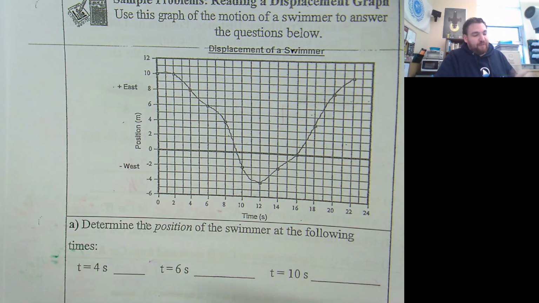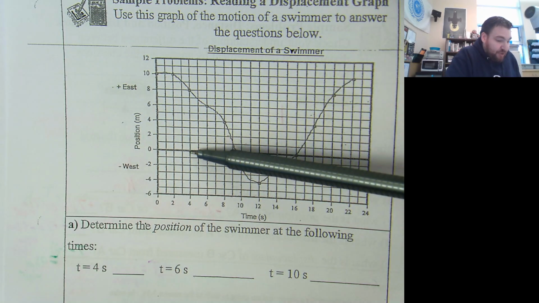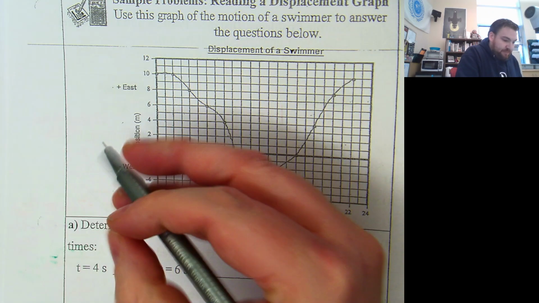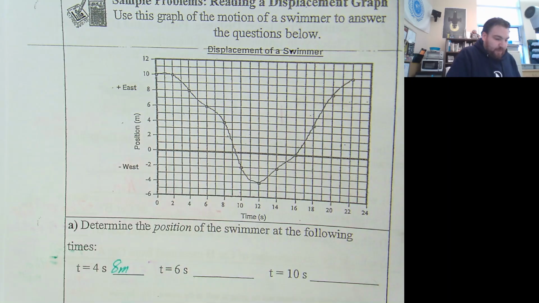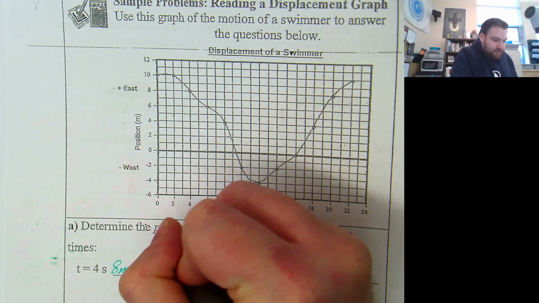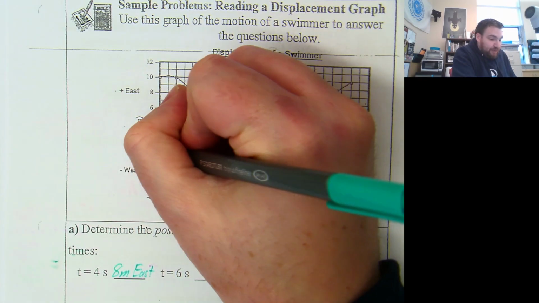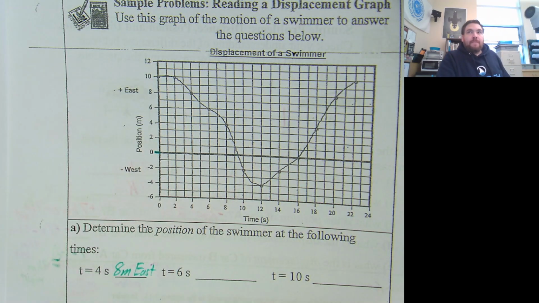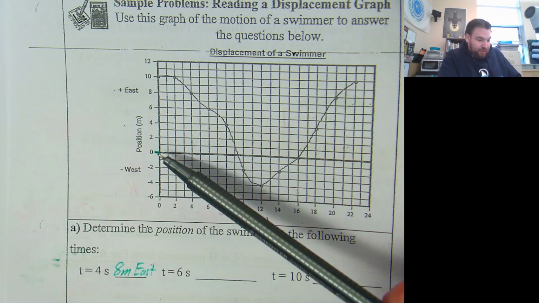Where is the swimmer at 4 seconds? Well, to figure that out, we go to the 4-second mark, and we just go up to the line. 8 east. We've got our value, our units, and our direction. 8 meters east. East of what? Well, east of whatever 0 is. I don't know what's at 0. I don't know why 0 is in the middle. But 8 meters east of the origin.